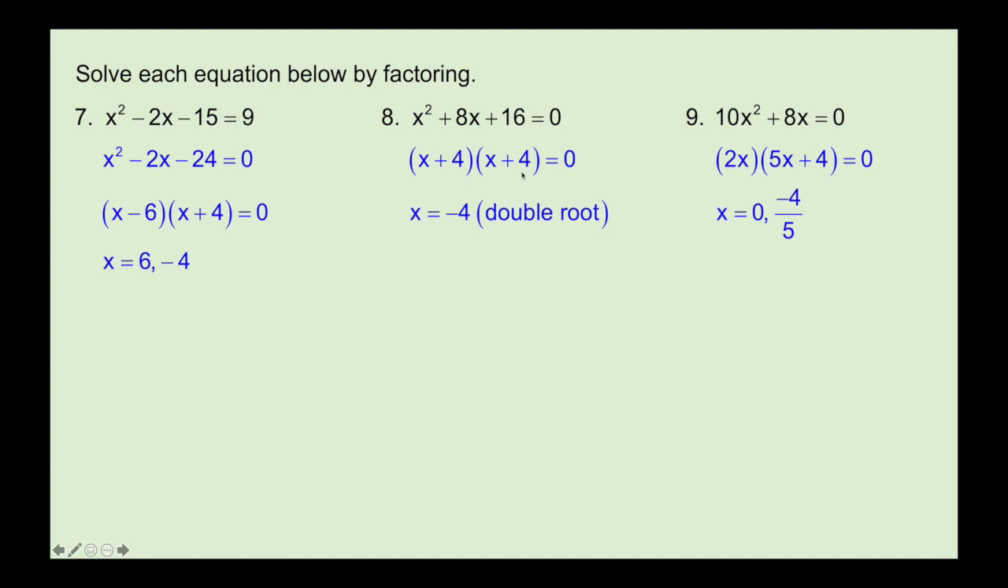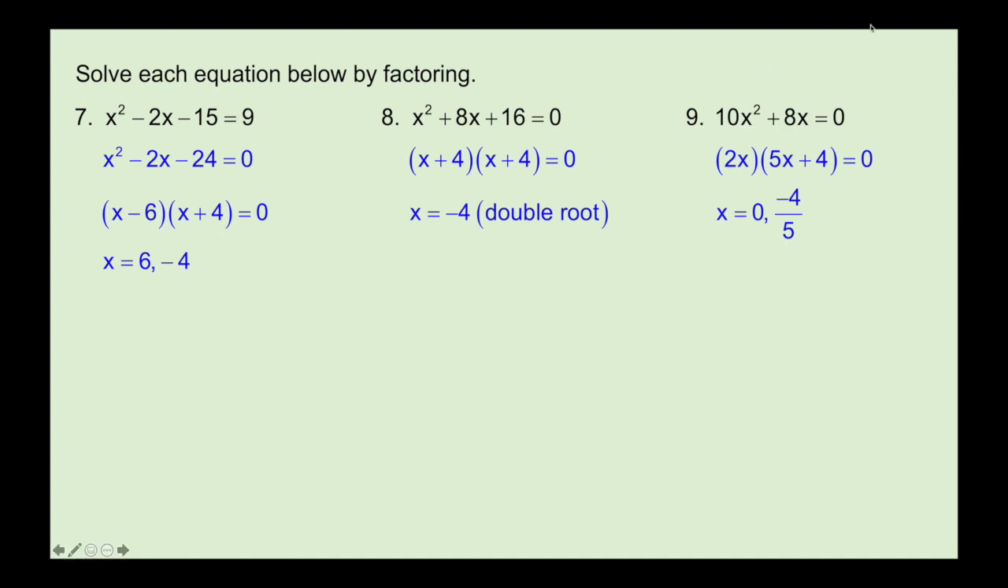For number 8, I factor this expression. I get x plus 4 twice. I really only need to do this once and write x plus 4 is equal to 0. Solving that is going to give me x is equal to negative 4. Now we would technically get that twice. What we call that is a double root. So you could put dr by that to represent double root.